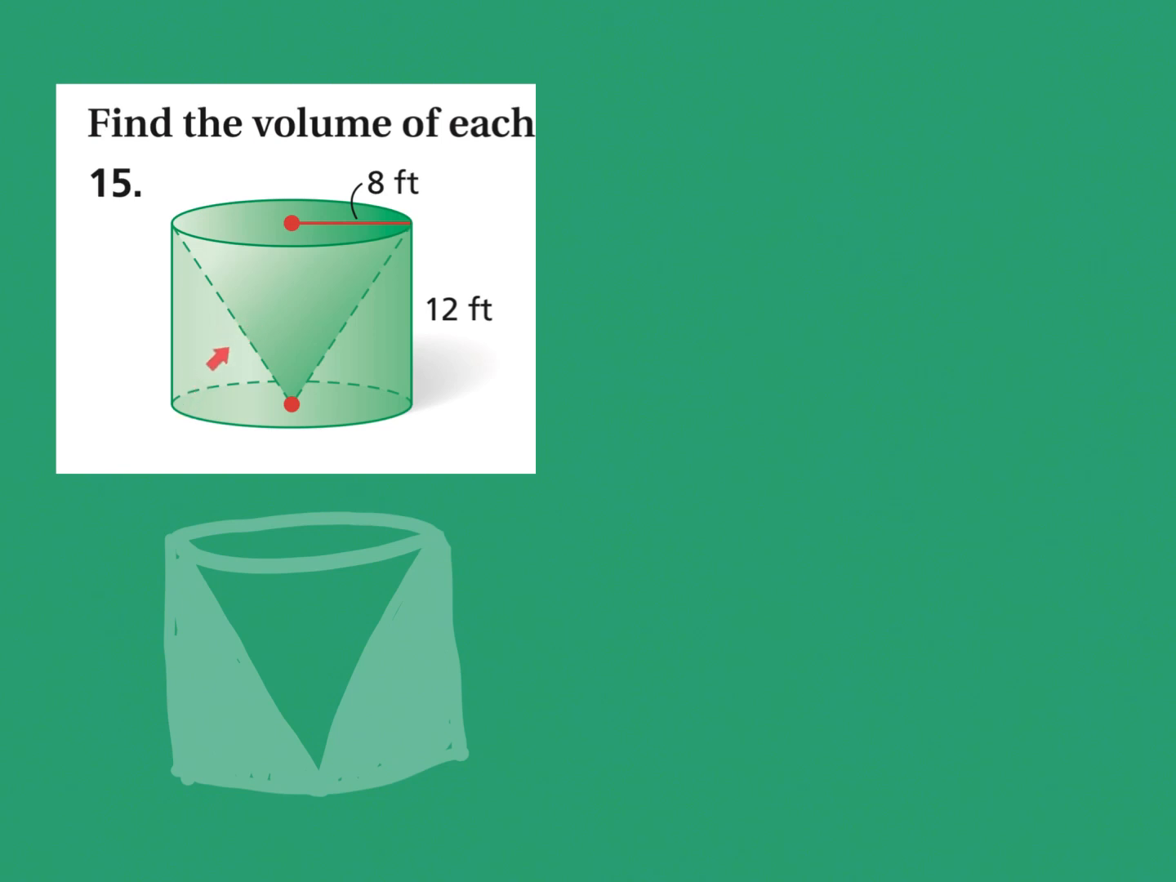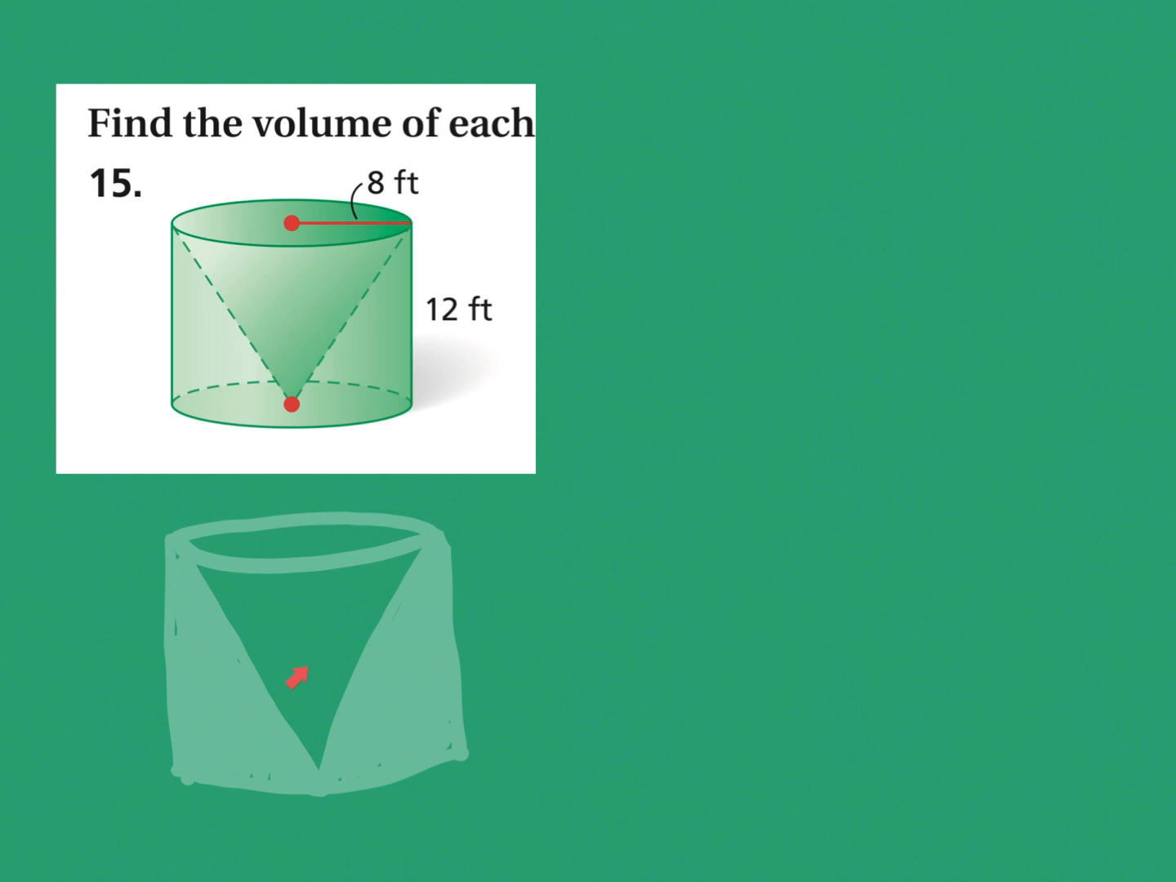Finding the volume of this composite figure first requires that we understand what the figure is. It's empty on the inside. We could fill this tub with water, so we just want the volume of the solid piece that goes all the way around with the cone hollowed out.